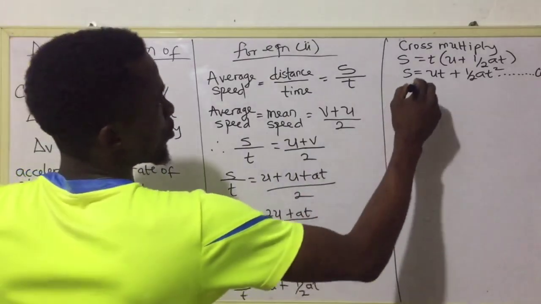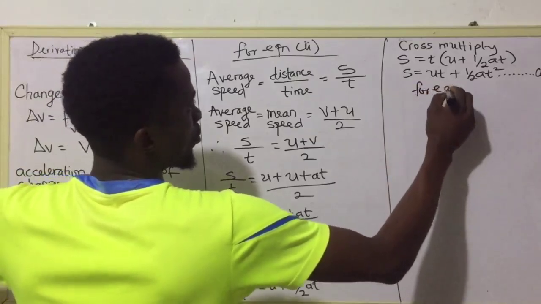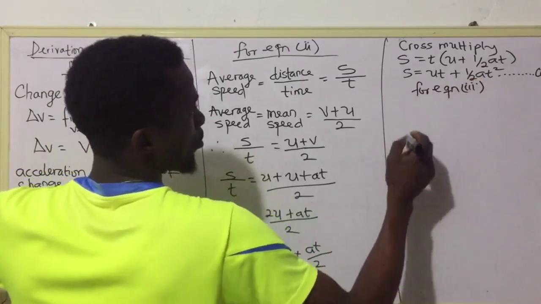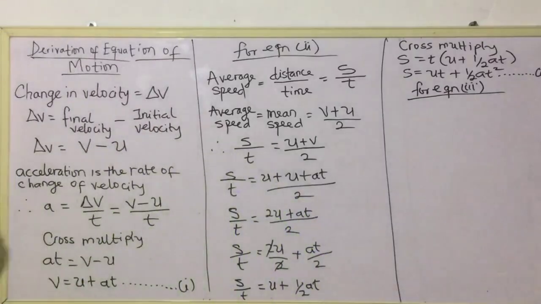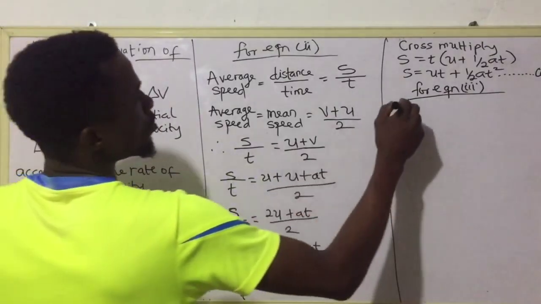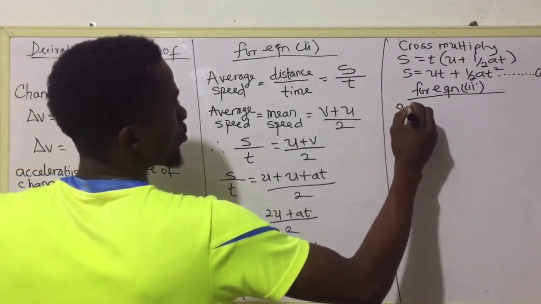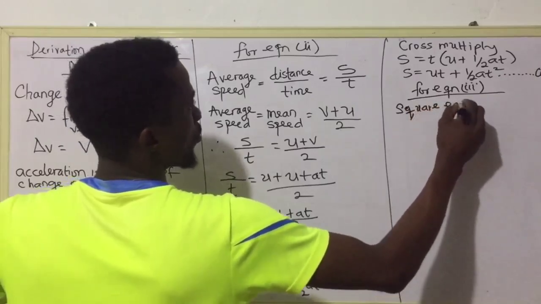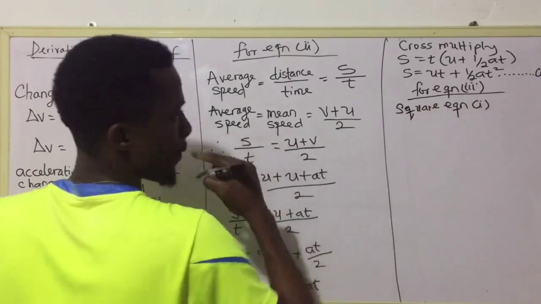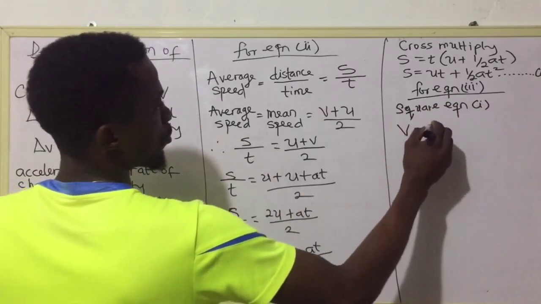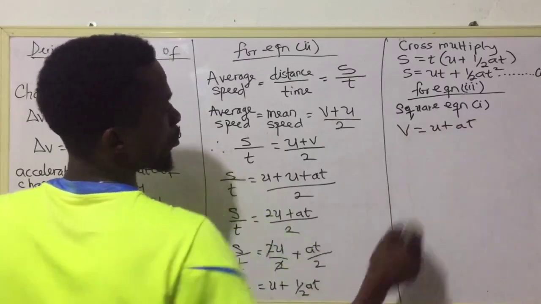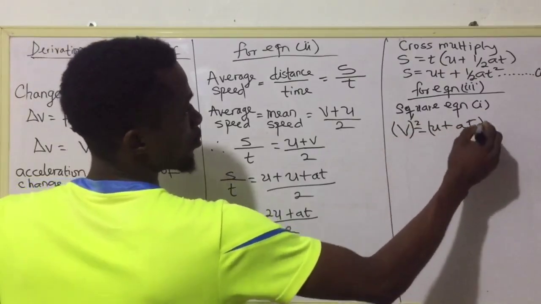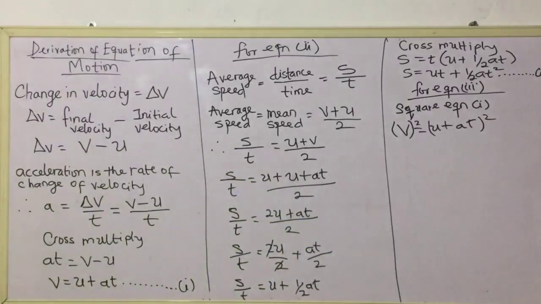For our equation 3, we'll have to revisit equation 1. So for equation 3, we are going to square equation 1. If you notice, our equation 1 is v equals u plus at. So we are squaring the left hand side and also the right hand side. So that's our equation 1, v is equal to u plus at. I'll square the left hand side, and I'll also square the right hand side.